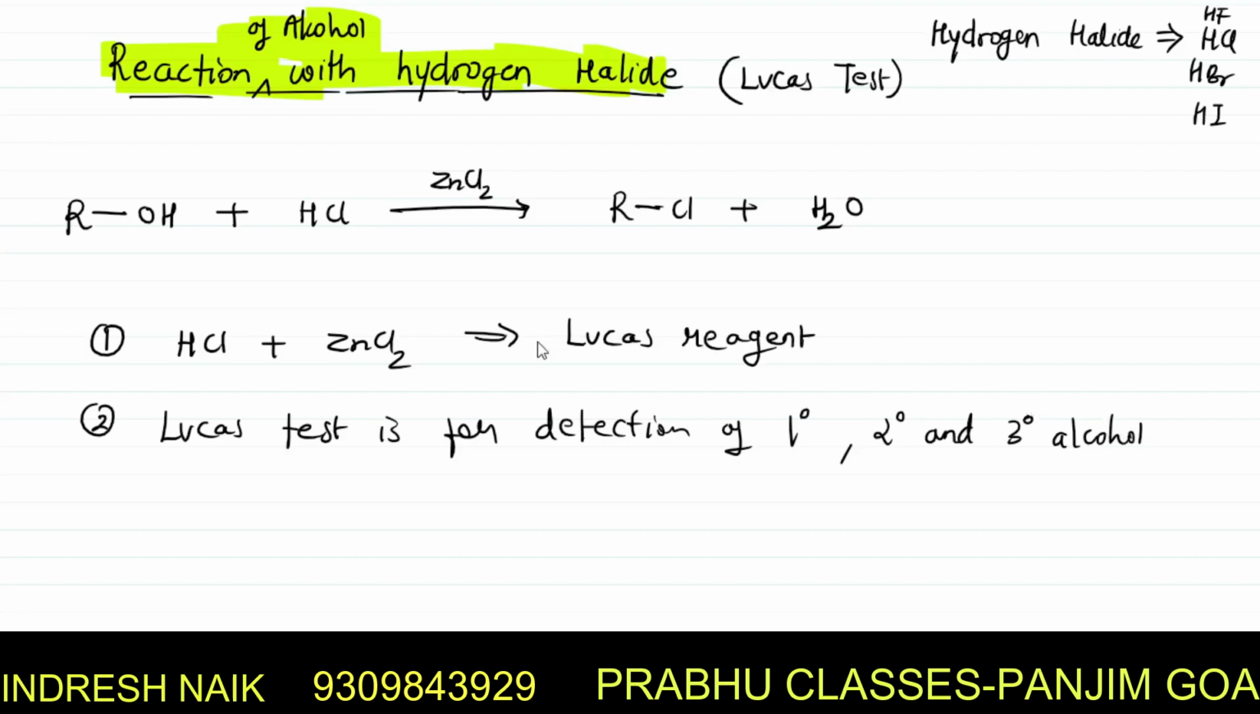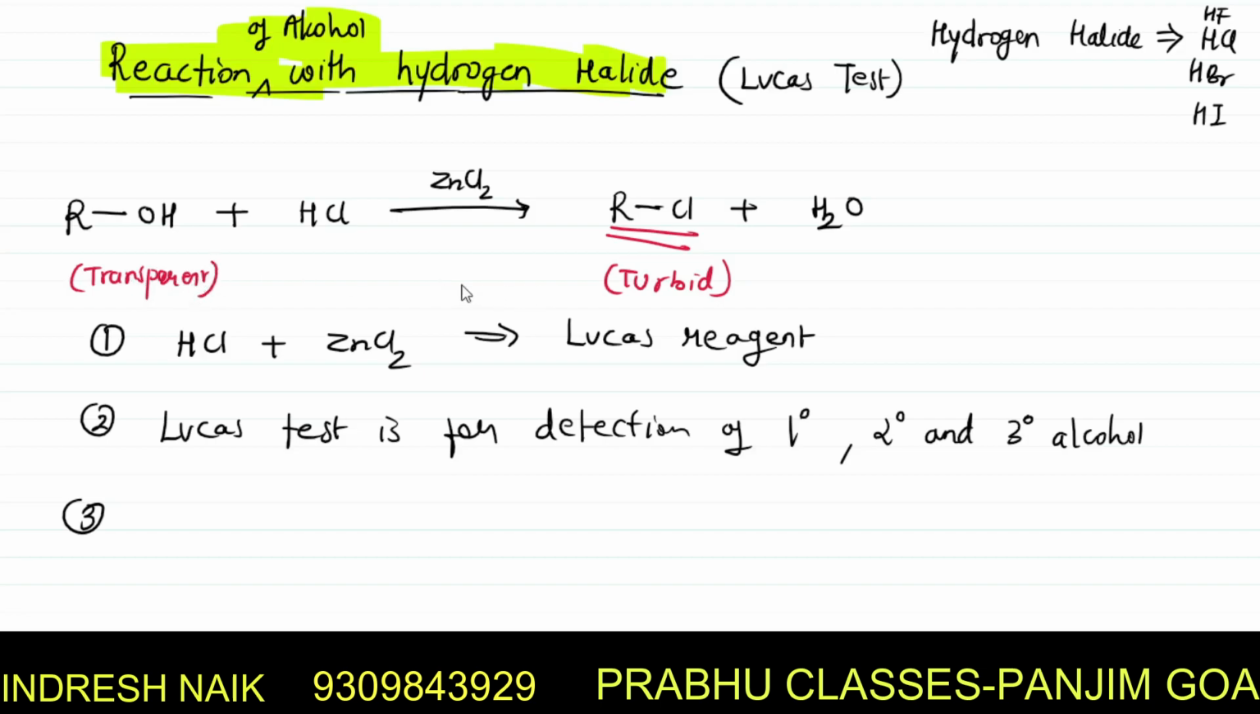So how are we getting that? The compound we are getting over here is an R halide. This is turbid in nature, right? And this is transparent.